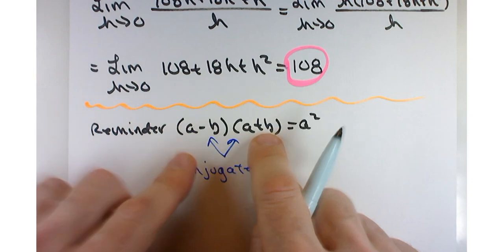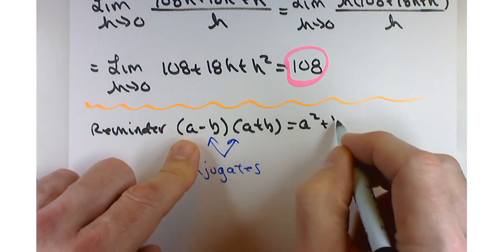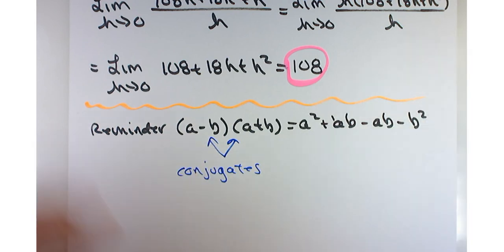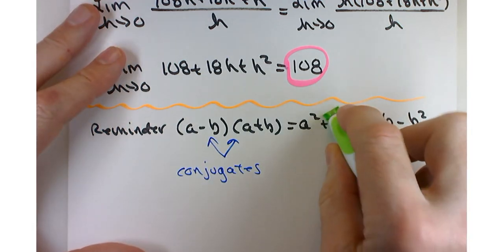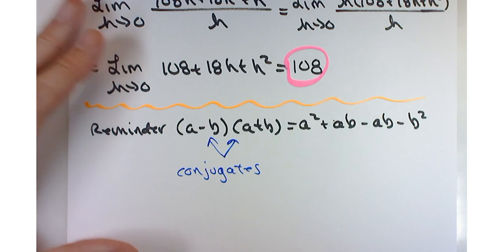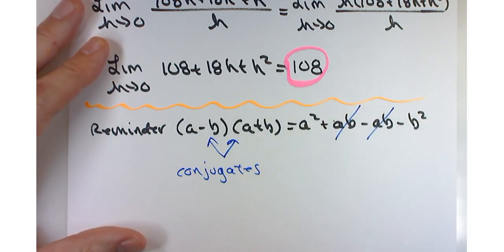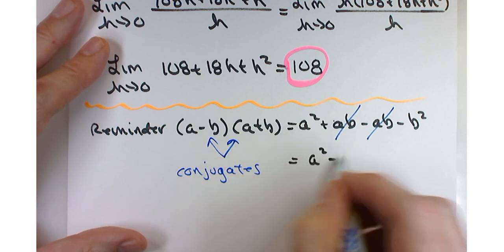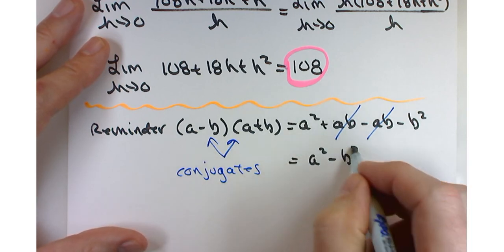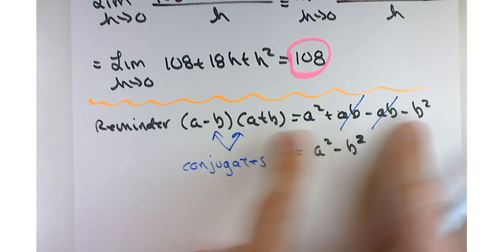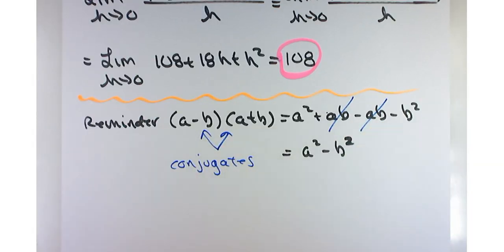You get a squared, plus ab, minus ab, minus b squared, but you get a little simplification along the way. What's that simplification? Those cancel. You're just left with a squared minus b squared. And that's kind of handy. It's a way to get rid of these cross product terms and just end up with the square of these other terms. So that's the little trick that we're going to use here.